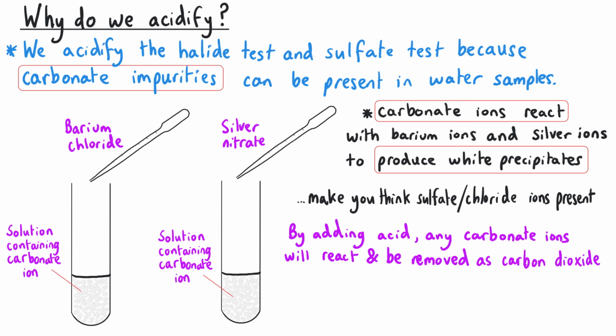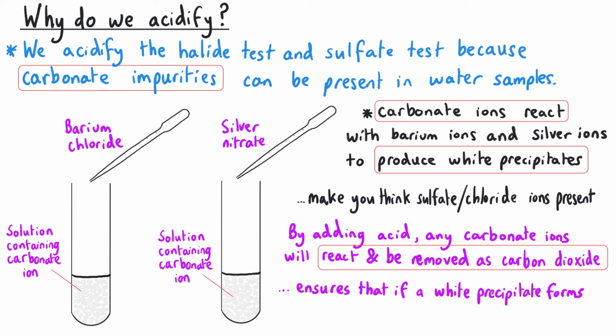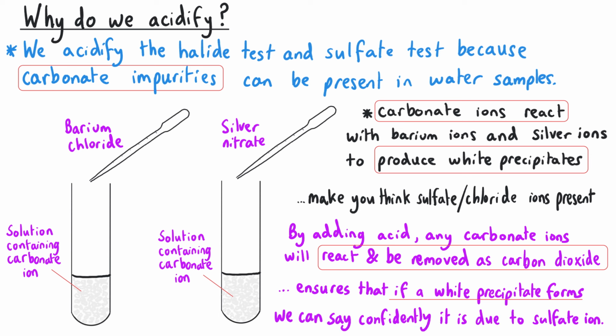And so by adding acid, any carbonate ions that are present as impurities will react and be removed as carbon dioxide gas. And this ensures that if a white precipitate forms when you add barium chloride or silver nitrate, we can say confidently that it is due to the presence of the sulfate ion or the chloride ion, depending on the test that we're carrying out.